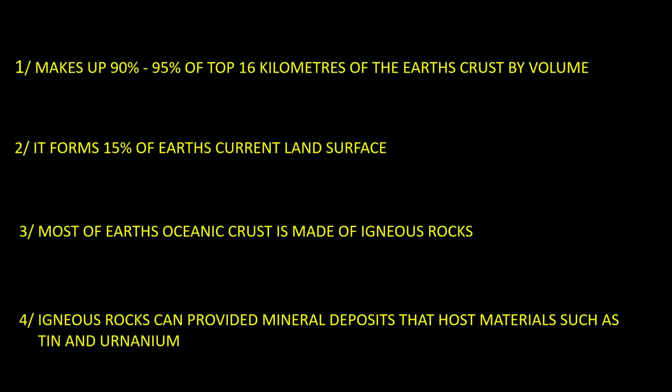So, in respect of igneous rocks, here are a few fun facts. It makes up 90 to 95% of the top 16 kilometers of the Earth's crust by volume. It forms 15% of the Earth's current land surface. Most of the Earth's oceanic crust is made of igneous rocks. And igneous rocks can provide mineral deposits that host materials such as tin and uranium.